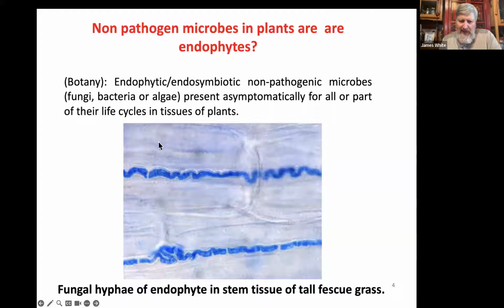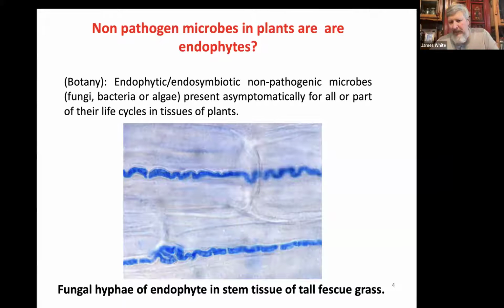You can see this is a slide here. You can see some cells in the background. This is from a grass leaf or a grass stem. And you can see the blue line there. That's the fungus, the hypha. That's the endophytic fungus that's inside that plant. Okay, that's a fungal endophyte.